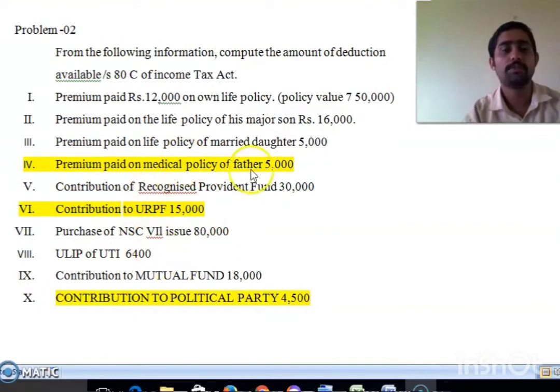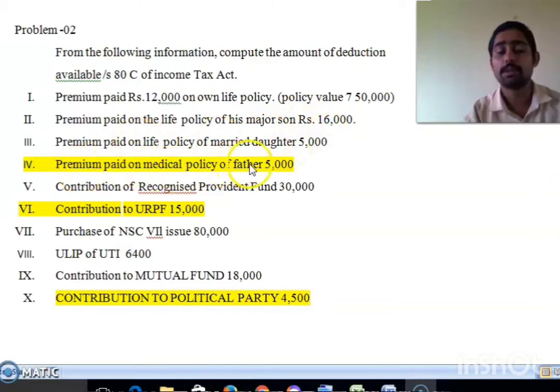Okay, so we have finished all the items. Premium paid on own life, we are comparing the amounts, 75,000 and 12,000. 12,000 I have to write. Premium paid on life policy of major son, I told spouse and children can be considered. I'll consider 16,000. Married daughter, spouse and children, we can consider.